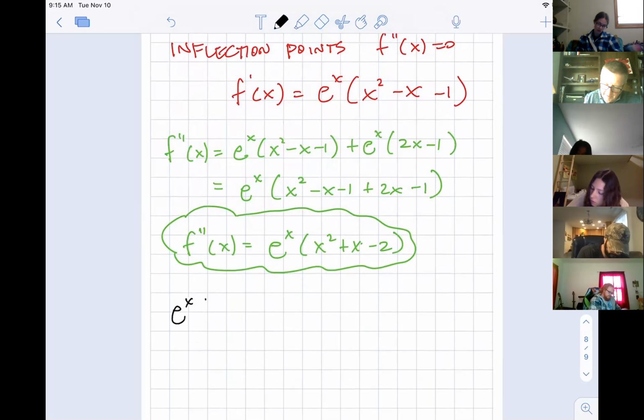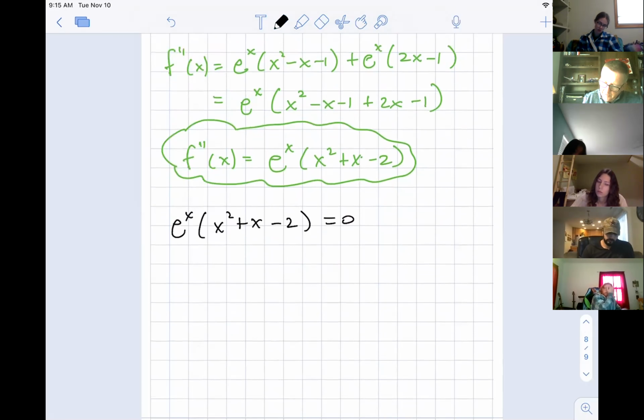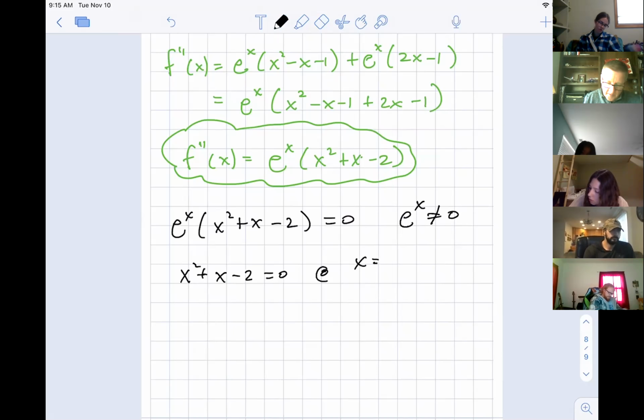Like last time, the e to the x is not going to contribute any zeros here, or any inflection points. So I'm going to just write a note to myself that e to the x is not equal to 0. That's not possible. But x squared plus x minus 2 is going to be equal to 0 at x equals, quadratic formula, 1, 1, negative 2.